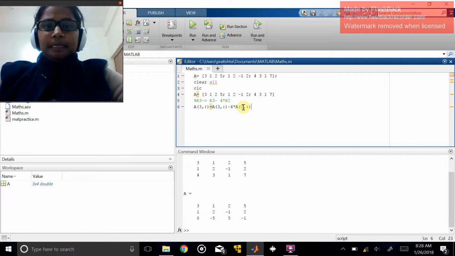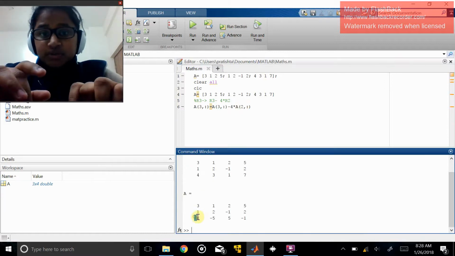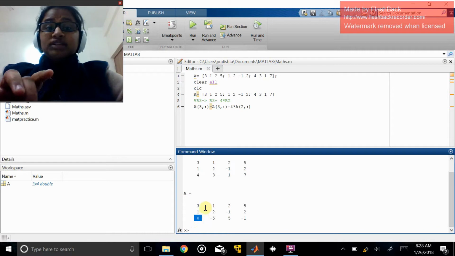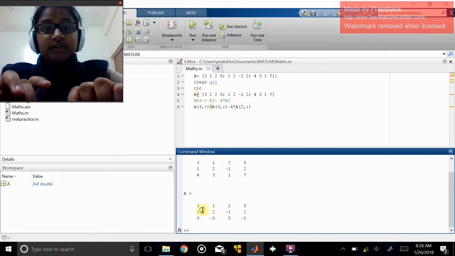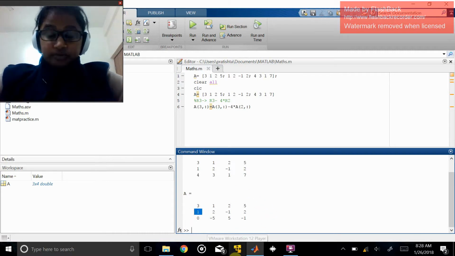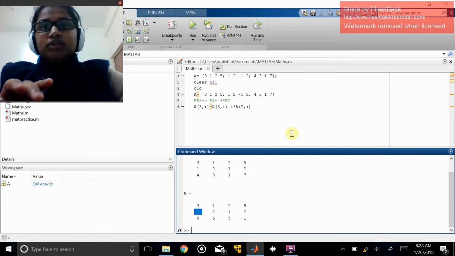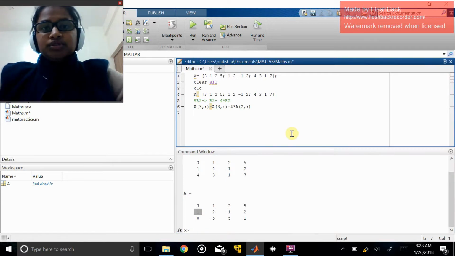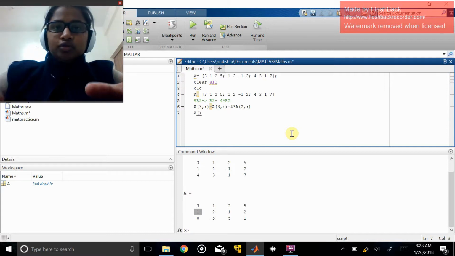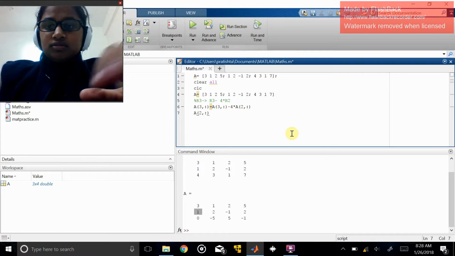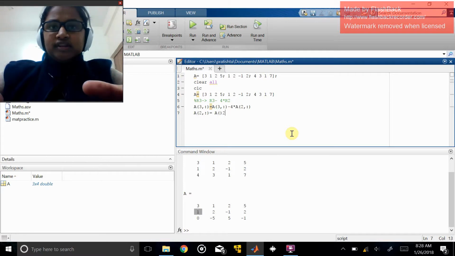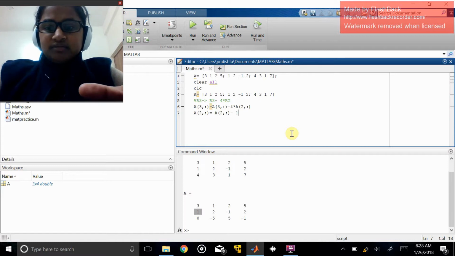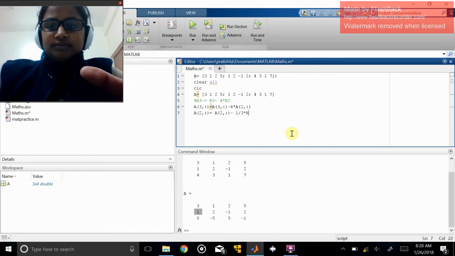If we run this, we can see that now we have 1 0 here. But for this to be in a row reduced form, this 1 should also be 0. To do that, what we can do is to subtract 1 by 3 times the first row from the second row itself. So the second row should be the second row minus 1 by 3 times of row 1.